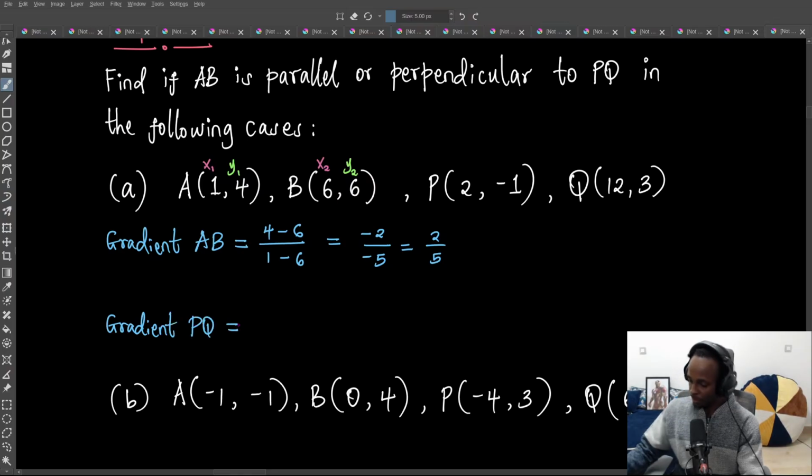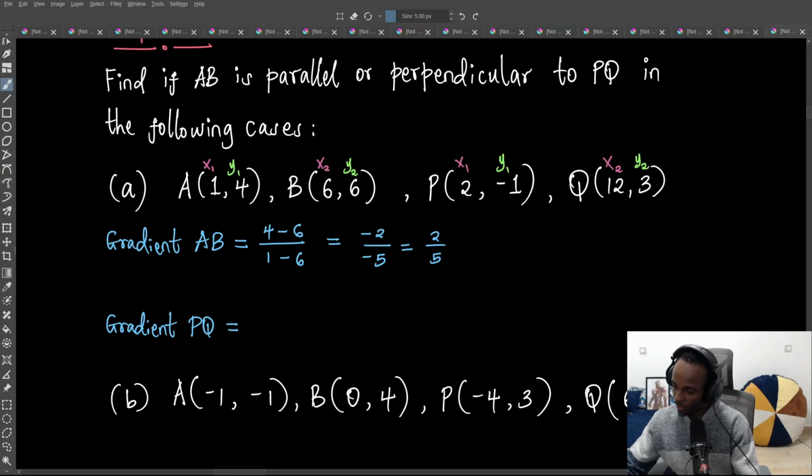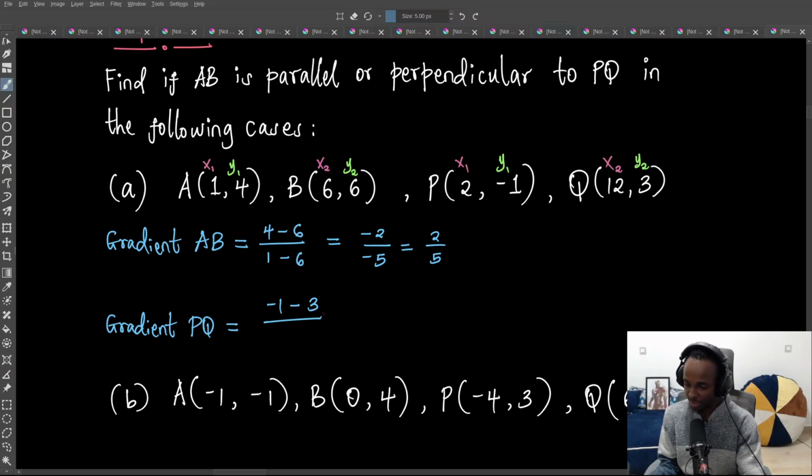The gradient of PQ, let's add some labels. So we have, this is x1, this is x2, and then this is y1, and this is y2. So the gradient of PQ will be the change in y. So we do y1 minus y2, negative 1 minus 3, over the change in x, x1 minus x2.